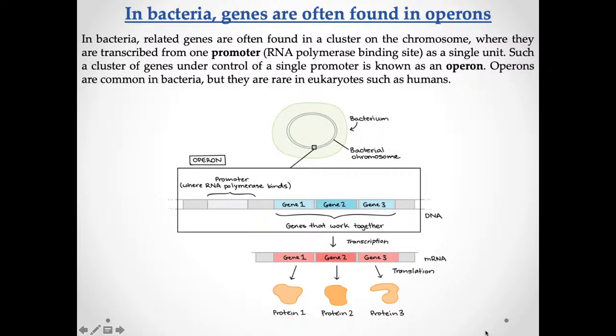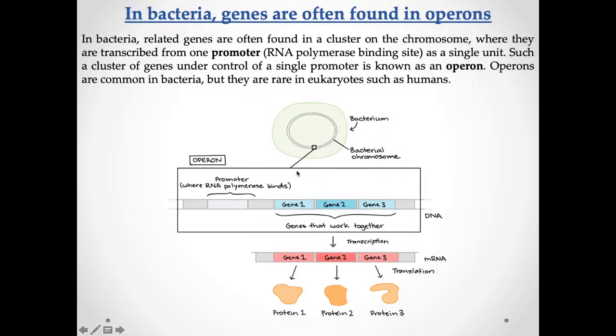So in bacteria, genes are often found in operons. Here we can see that in bacteria, related genes are often found in clusters on the chromosome. Operons are common in bacteria, but they are rare in eukaryotes such as humans. So this is your bacterium, and this is your bacterial chromosome.